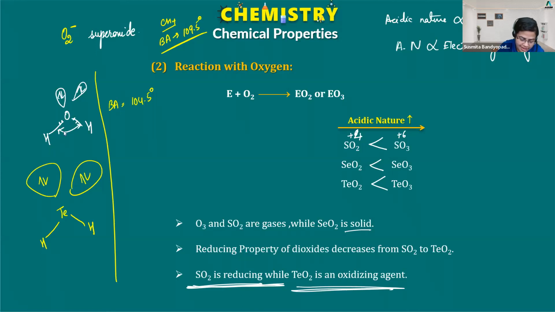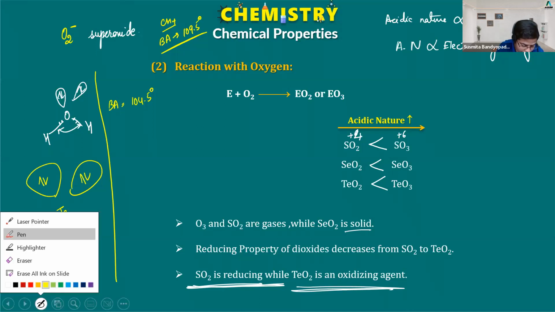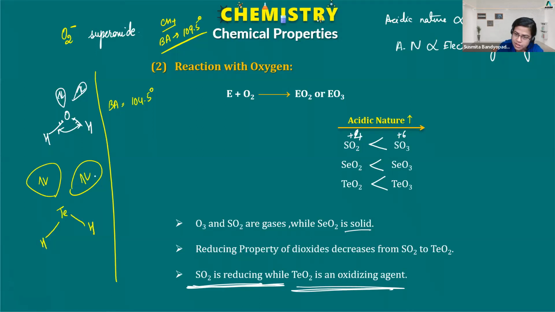Now, both oxygen and tellurium are in the same boat. Both have two lone pairs each. Now, how do you compare the bond angle? We can't look into the lone pairs because the same problem is here. The size is a little more, but the problem is the same. Two lone pairs here, two lone pairs here.